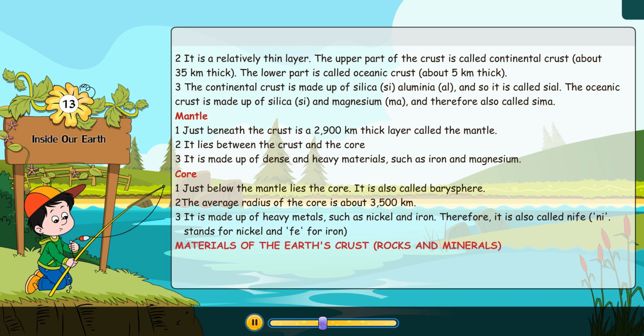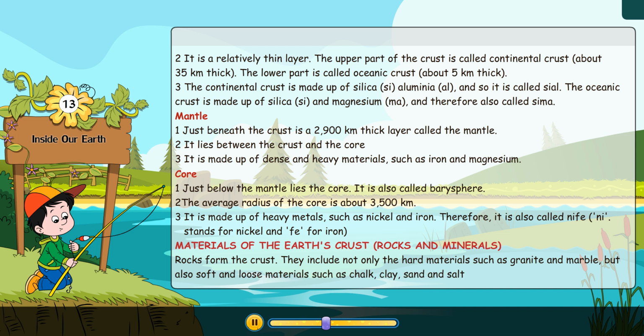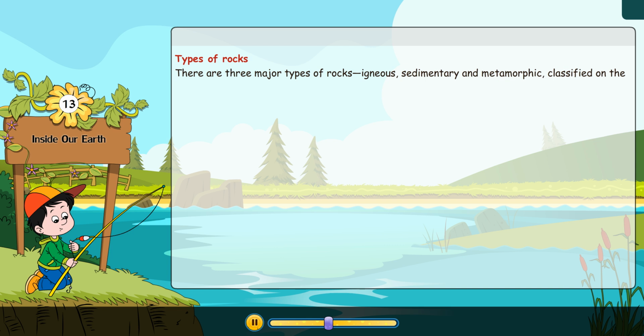Materials of the Earth's crust: rocks and minerals. Rocks form the crust. They include not only the hard materials such as granite and marble, but also soft and loose materials such as chalk, clay, sand, and salt. Types of rocks. There are 3 major types of rocks: igneous, sedimentary, and metamorphic, classified on the basis of their origin or mode of formation.